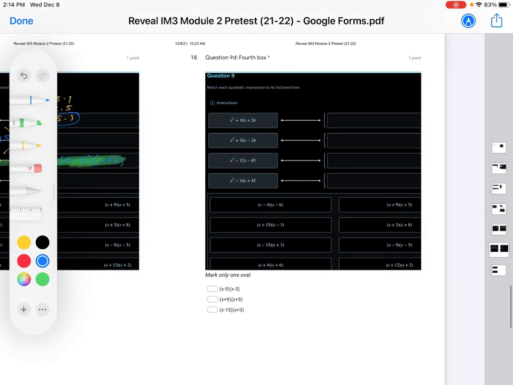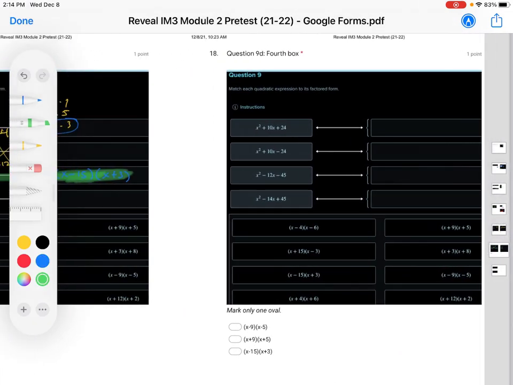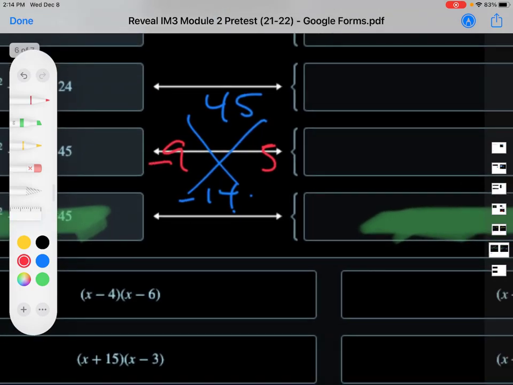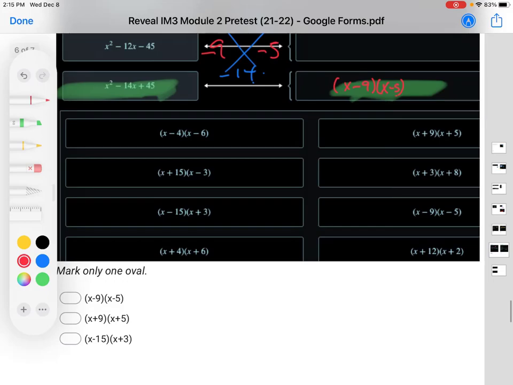In question 9D, so same thing, we're going to have 45 and negative 14. I can use my numbers on the other side. So it looks like 9 and 5. And if they're both negative, those multiply to be a positive 45 and then add to be negative 14. So x minus 9, x minus 5, and that would be choice top one.